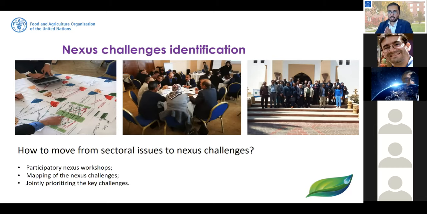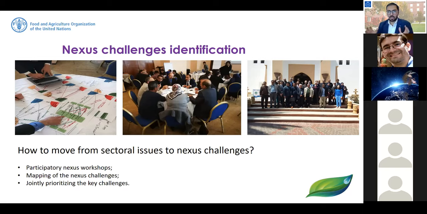The first one, as also Annette highlighted in her presentation, is the participatory Nexus workshop. And this is one of the pivotal parts of the analysis and the UNECE methodology that have been implemented in this case, where we bring people from different sectors together, different ministries, the private sector, academia, all of them to sit together and to go through the mapping of the Nexus challenges that we will show and talk about in the coming slides.